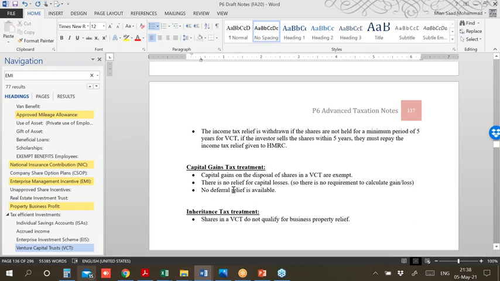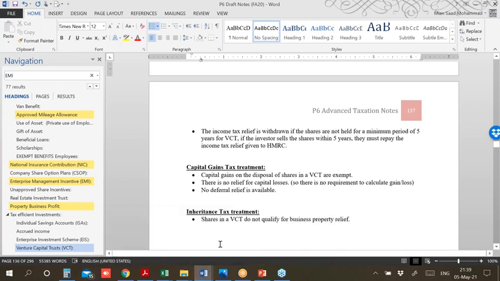Now, the conditions are much stricter for them. You have to hold the shares for 5 years. If you sell the shares before 5 years, you have to return the reducer. In capital gains tax, the disposal of VCT is also exempt. There is no relief for capital losses because there is very low chance that your VCT shares will be sold at a loss. So that's why there is no loss relief available. No deferral relief is available as well because it is not a risky investment. However, VCT shares do not qualify for BPR. So every relief has its own advantages. I prefer VCT more because for the duration you hold them, you do not have to pay any income tax on the dividends.